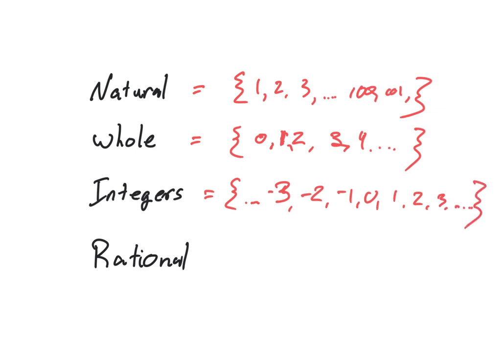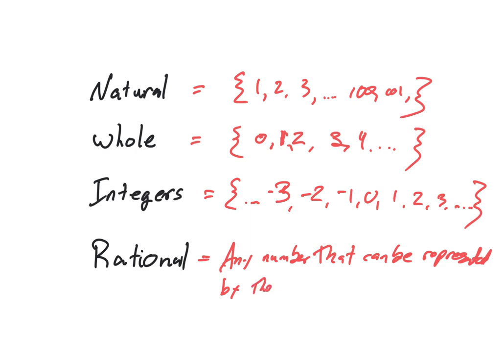All right. And then rational numbers includes everything between, I'm not going to do a bracket for that one, any number that can be represented by the ratio or by a fraction of 2 integers. All right, so that's a positive number, a negative number, but as long as it can be represented by 2 integers, it's a rational number.